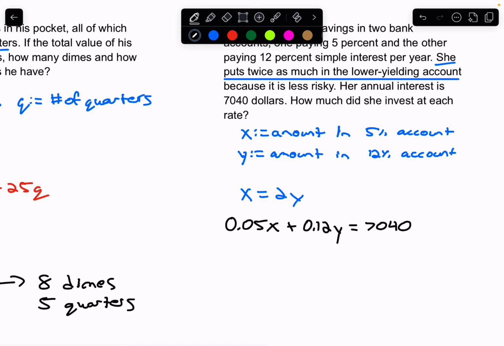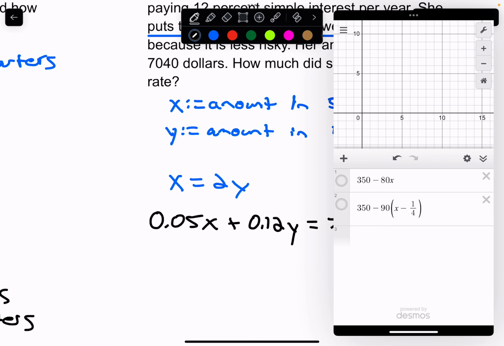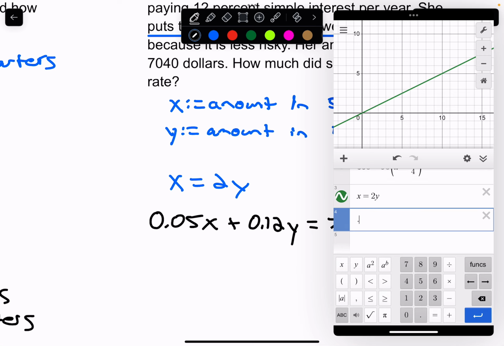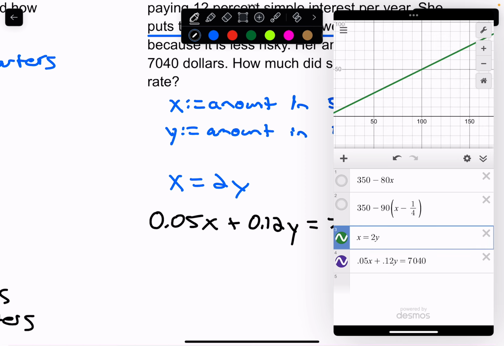So now we're just going to take this over to Desmos, graph both these things again. So our two equations are X equals 2Y and 0.05x plus 0.12y equals 7,040. Okay, in this case, I need to zoom out a bit to see where these actually intersect.